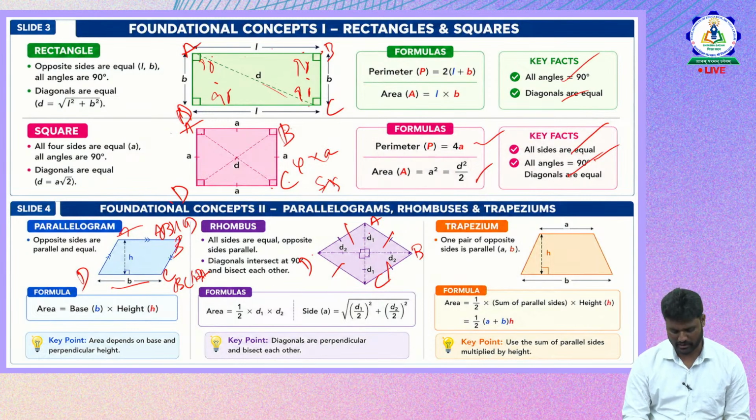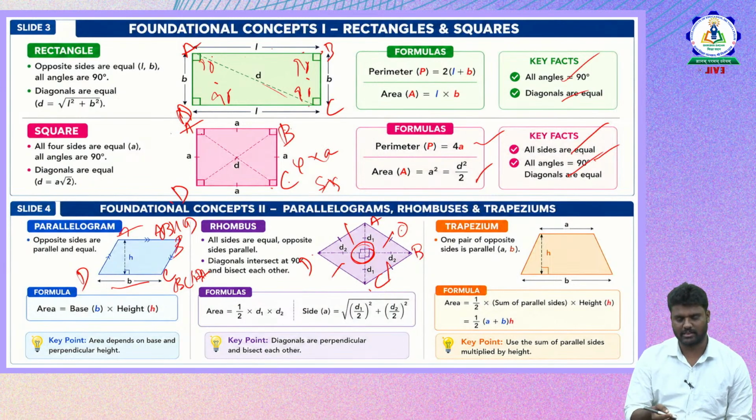In the diagonal AC and diagonal DB, the intersection point is Y. When both the diagonals intersect, they form 90 degrees, and the diagonals bisect each other in a rhombus. So what is the formula for the area of the rhombus? Half into diagonals d1 into d2. To identify the side whenever they give a question on a rhombus, we use each side equal to square root of (d1 by 2) whole square plus (d2 by 2) whole square.